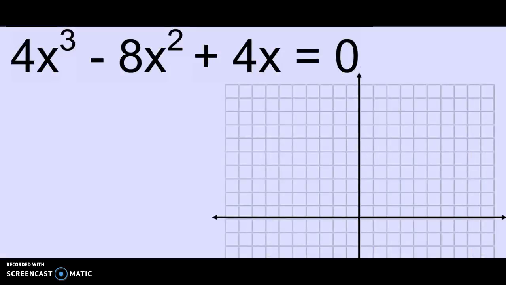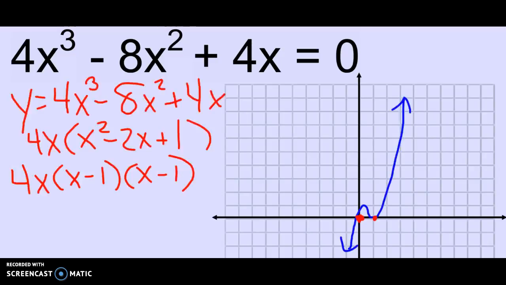What if you've got that? You want to graph that. So set this equal to 0, which is already done, and put it in your calculator. And let's see what we get. Okay, so I factored it, and I'll show you what I did with that. But this is what the graph looks like if you zoomed in on it.